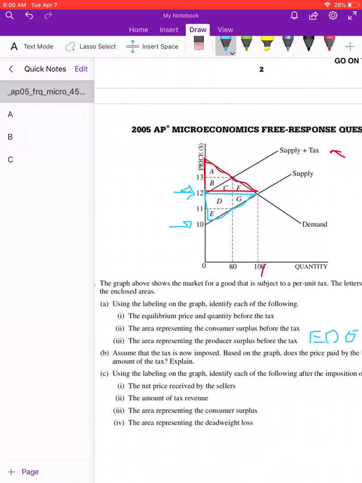But if we were doing this mathematically, then what you would do is 1/2 of base times height. So here's the height of 2, here's the base of 100, and so that's 1/2 base times height. So 2 times 100 is 200, and it's a half, so that's 100.